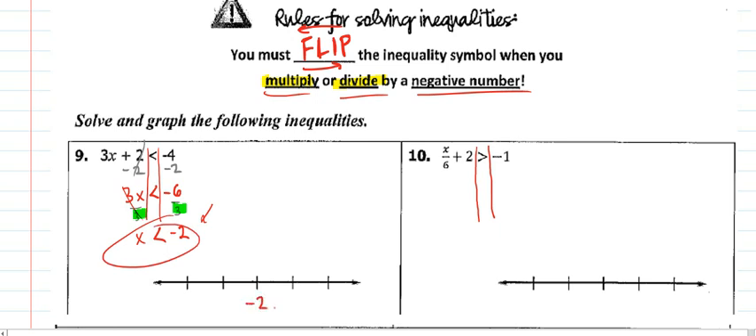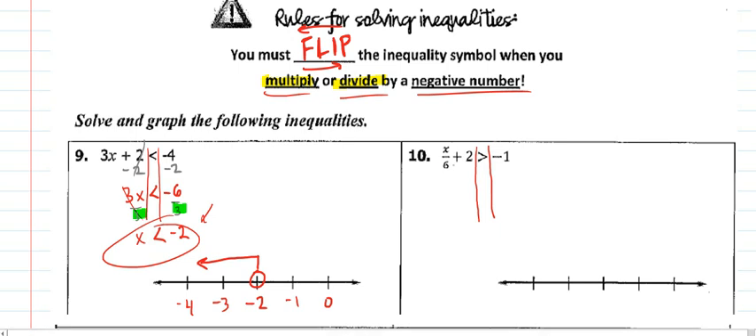Put it on a graph. Here's negative 2 right in the middle. That means this would be like negative 1 and 0, and negative 3 and negative 4. Open circle, and x has to be less than negative 2.